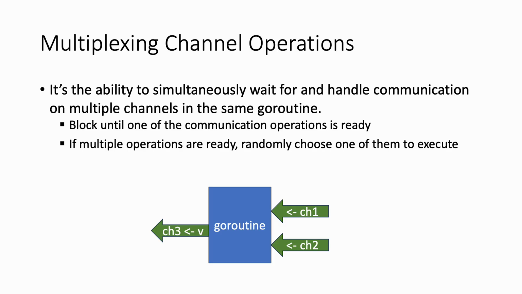For example, a Go routine may receive from two channels and send to another channel. Multiplexing channel operations allows the Go routine to wait for those three communication operations simultaneously until one of them is ready and select one of the ready operations to execute.